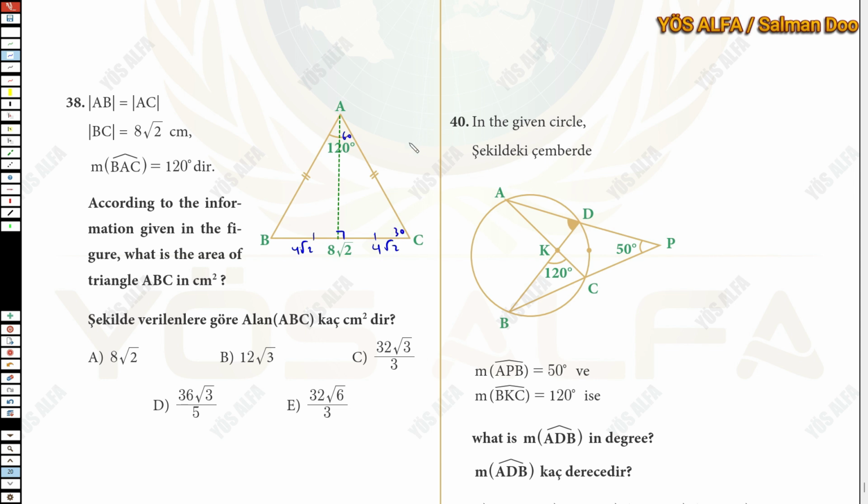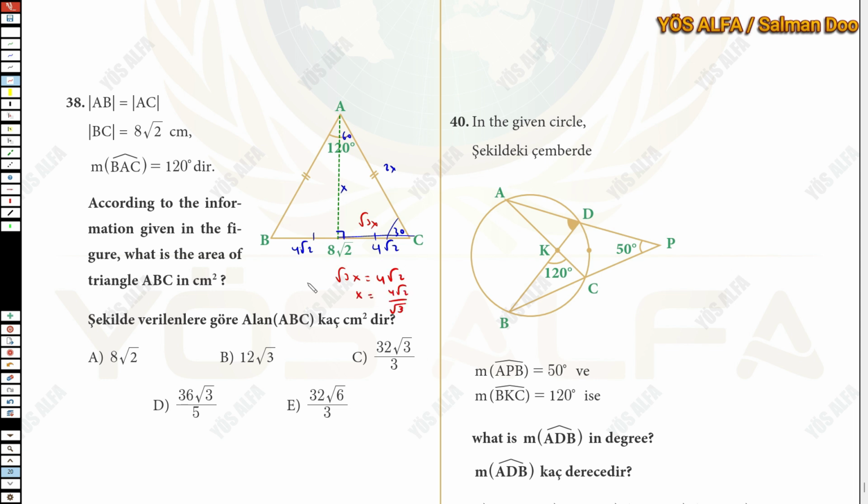So a special triangle is obtained. The opposite side of 30 is, let's say, x. The opposite side of 90 is 2x, and this one has to be root 3x. So we need to find x to be able to find the area of the triangle. Root 3x is equal to 4 root 2. From here, x is equal to 4 root 2 over root 3.